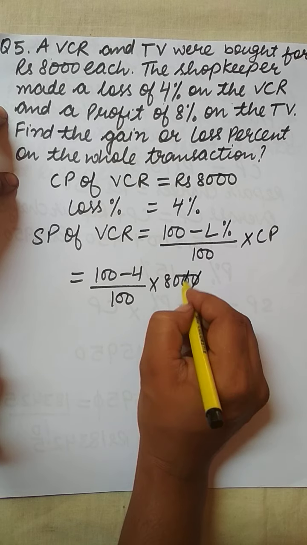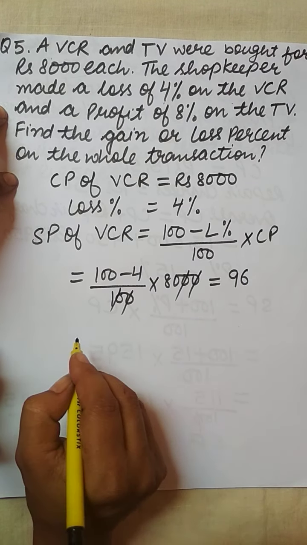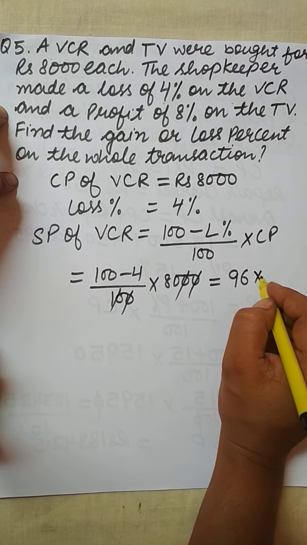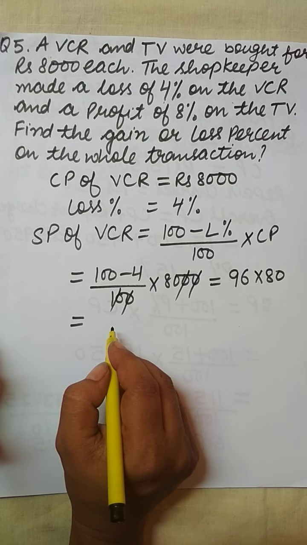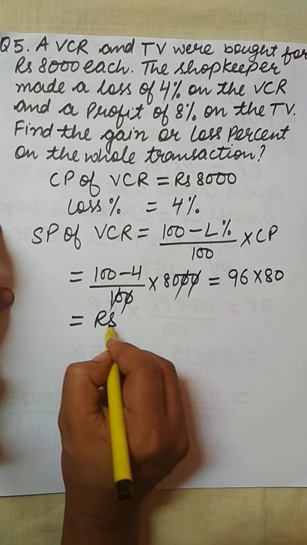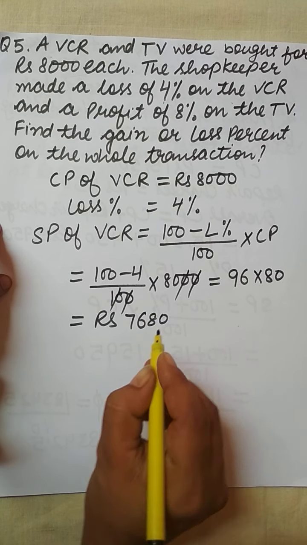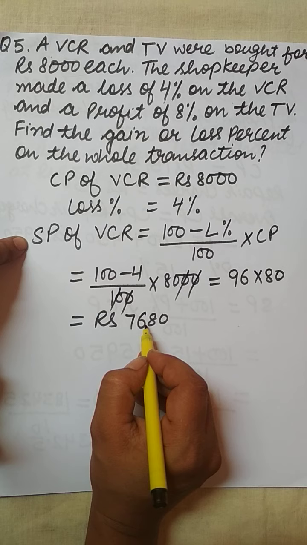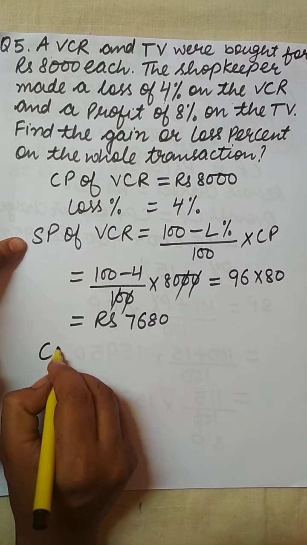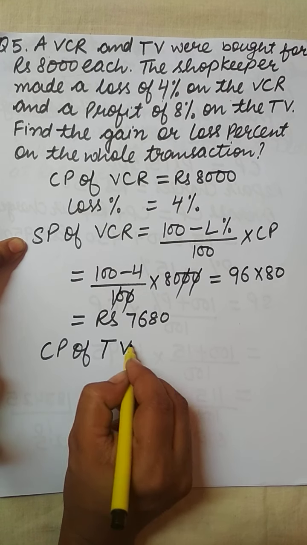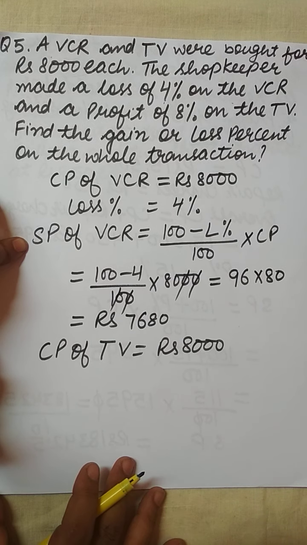Do the simplifications. These are cancelled. 100 minus 4 is 96. 96 multiplied by 80, which is equal to rupees 7,680. This is the selling price of VCR. Now we are to calculate the selling price of TV. Now cost price of TV is equal to rupees 8,000, as both are of same price.